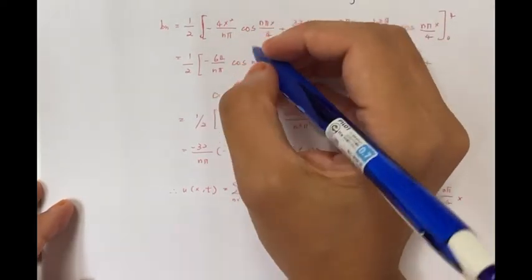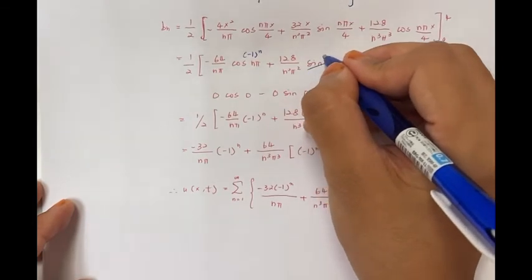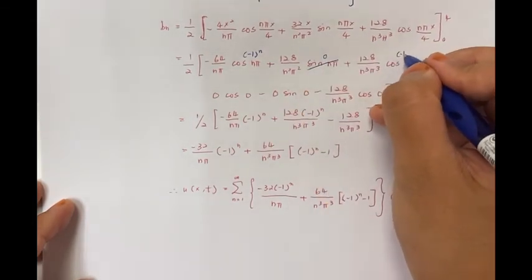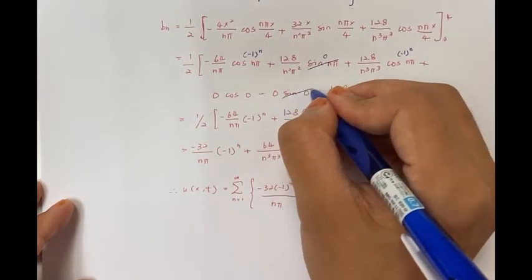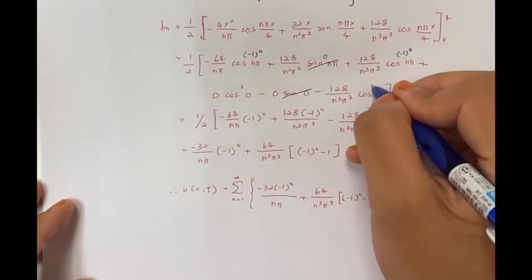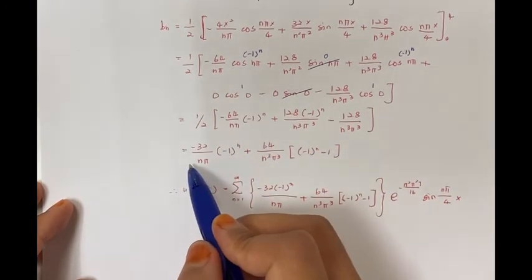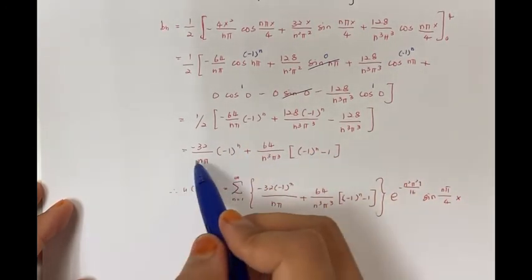Once you substitute the limits, you have this answer. So cos nπ is equal to (-1)^n. Sin nπ is 0, and cos nπ again is (-1)^n. Sin 0 is 0. Cos 0 is 1. Then simplify this and we have this Bn.